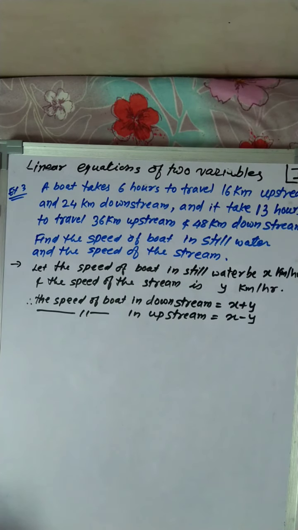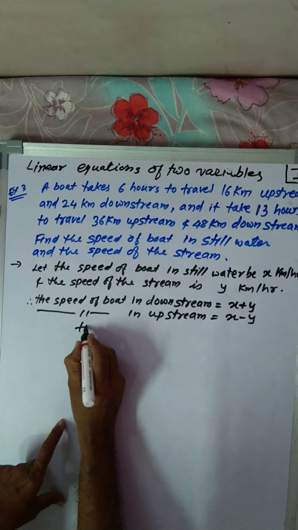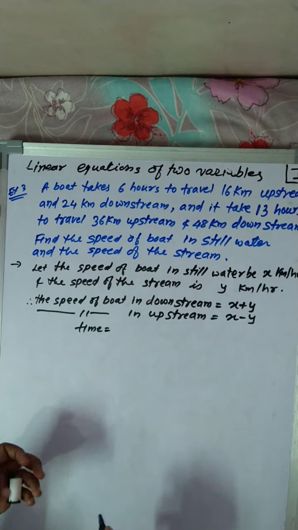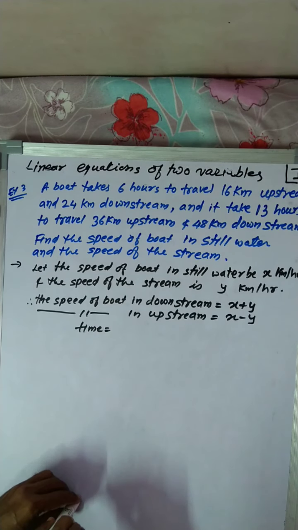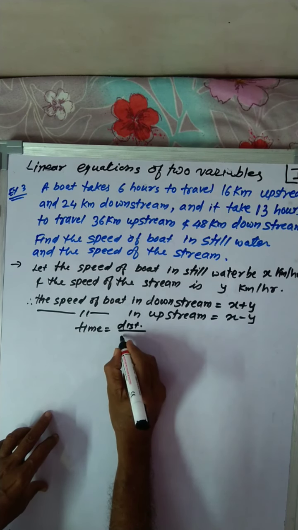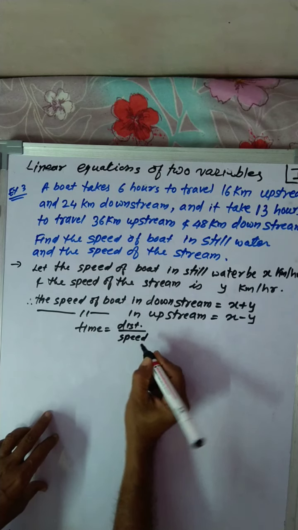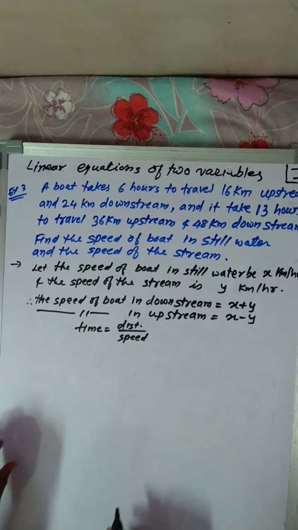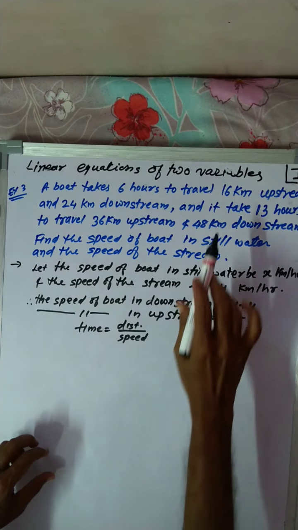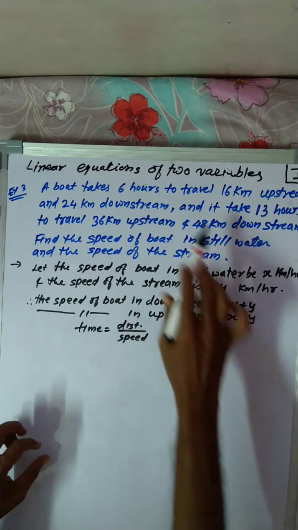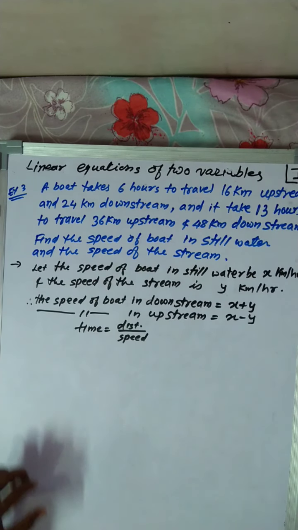Now we know the formula of time. In the problems of speed, time and distance, the time is equal to distance upon speed, because the speed is equal to distance upon time. Therefore, time is equal to distance upon speed. Hence, the boat covers 16 km upstream. In first condition, the boat takes 6 hours to travel 16 km upstream and 24 km downstream.